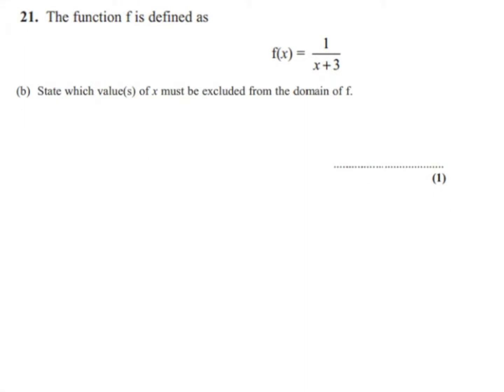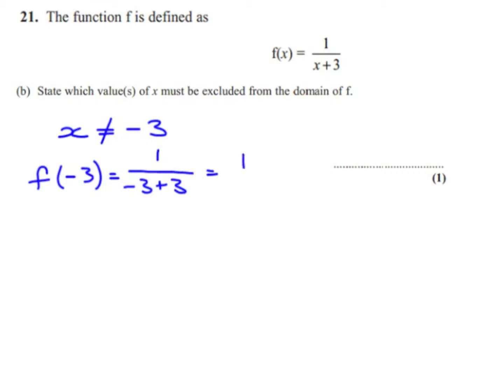Now in part B of this question we're asked which values of x must be excluded from the domain of f. That means what can I not make x be equal to? The answer here is that x cannot be negative 3. Now the reason for that is if we work out what f of minus 3 is, we get 1 over minus 3 plus 3, which is the same as 1 over 0. Now we're not allowed to divide by 0, so this is not allowed. So x cannot be equal to negative 3. It has to be excluded from the domain of f.